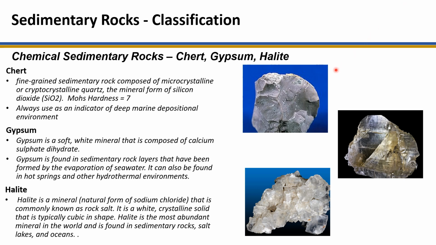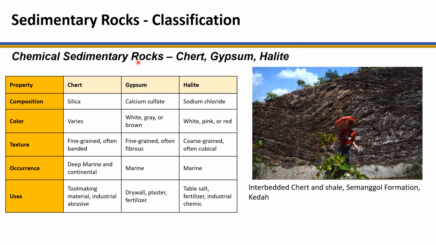So this can happen in a variety of ways, but the most common way is through the formation of salt pans. Halite is also found in terrestrial environments such as hot springs, and in sedimentary rocks that have been formed by the evaporation of fresh water.